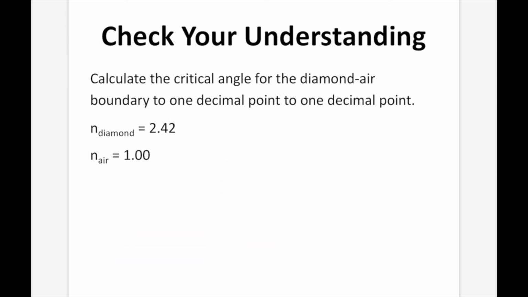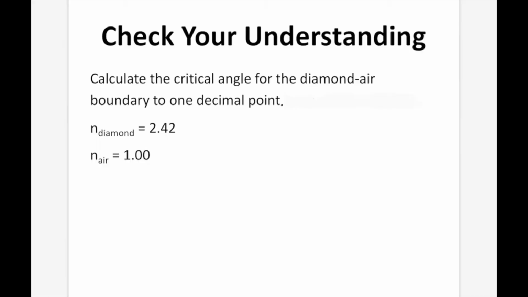Calculate the critical angle for the diamond air boundary to 1 decimal place. Okay, so we've gone through the steps a few times. Now we're just going to do it a little faster. We know we're going to go from diamond, n equals 2.42, that's 1, and 2 is going to be air, which is 1. We're going to go some angle like that, and we're going to get a refracted ray of 90 degrees. So n1 sine angle 1 equals n2 sine theta 2.